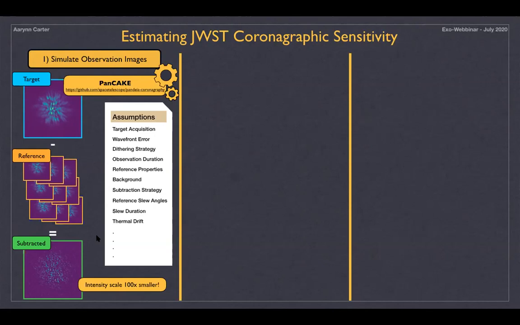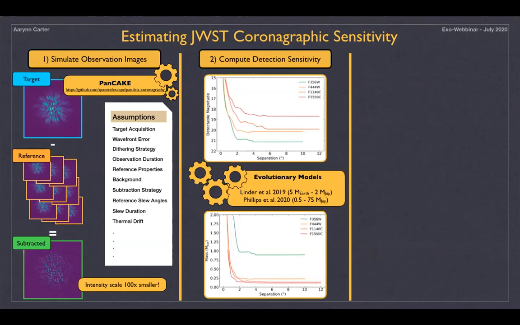So using this image, we can produce the detection sensitivity. What we do here is, as a function of separation in this subtracted image, we can grab an annulus and determine the noise in that annulus. And then we can go, okay, well, how bright would an exoplanet have to be to overcome that noise and be detectable to us? And that's what I show here for one of the targets in the sample with these curves, each one for its own individual filter.